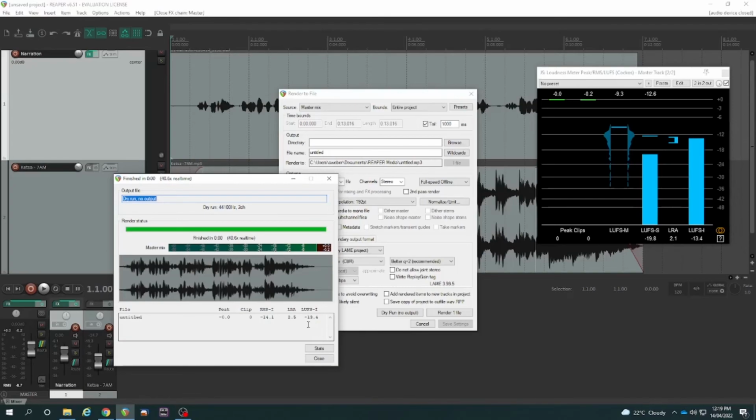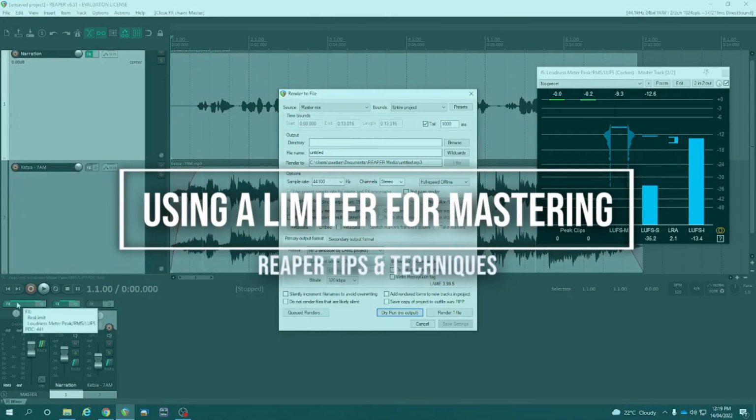All right, so hopefully that answers your question of how to use a limiter on the master track in order to produce a professional volume level with your tracks.